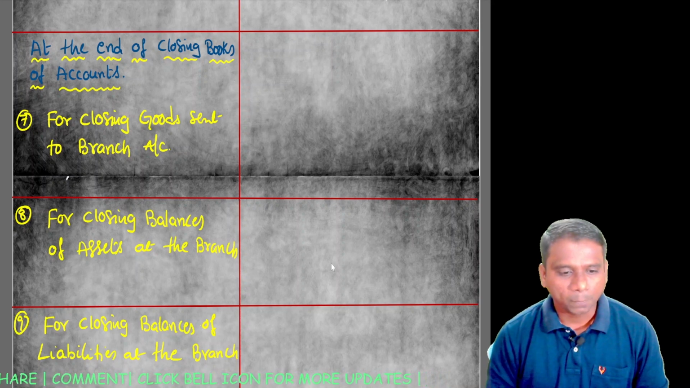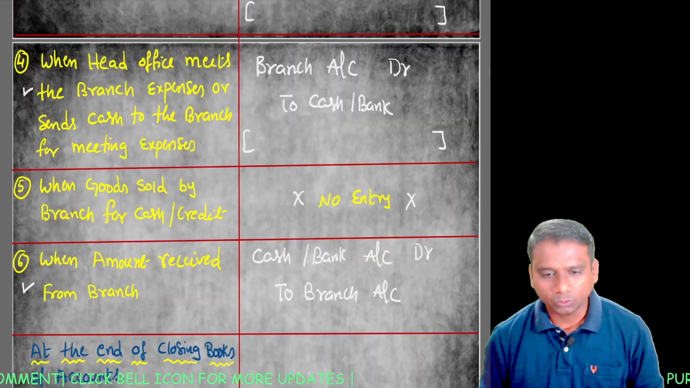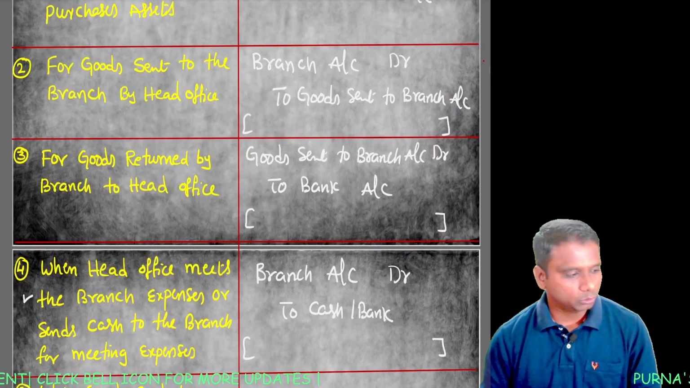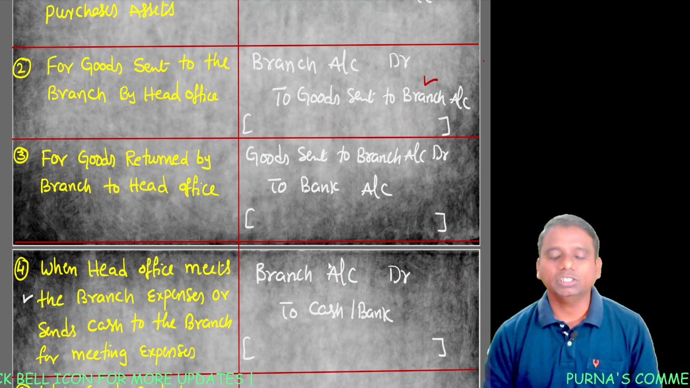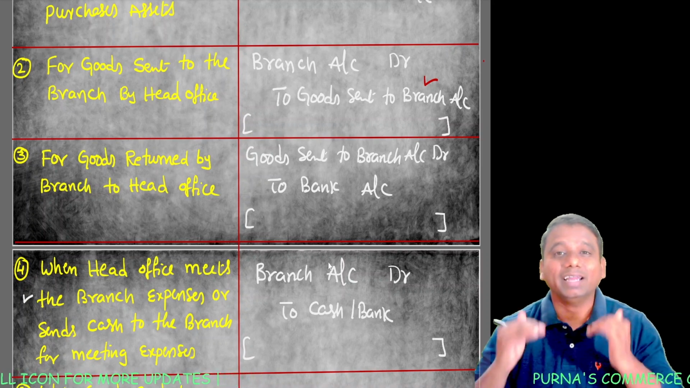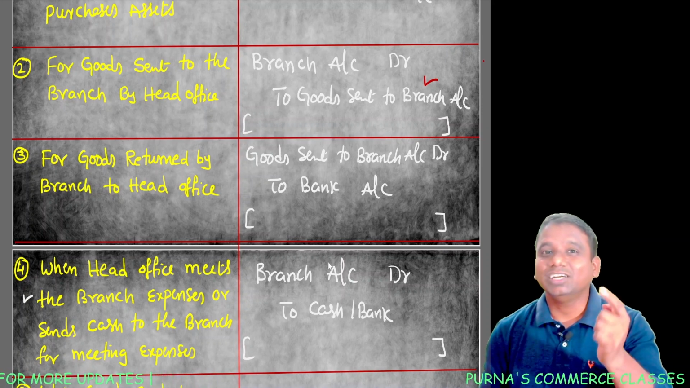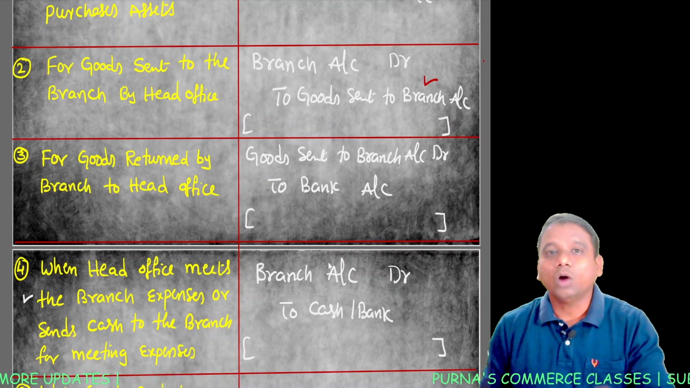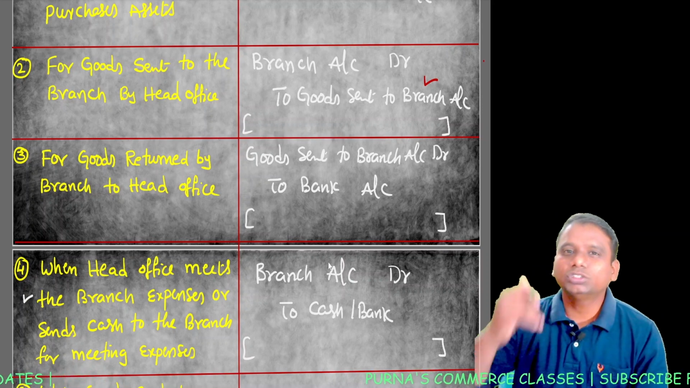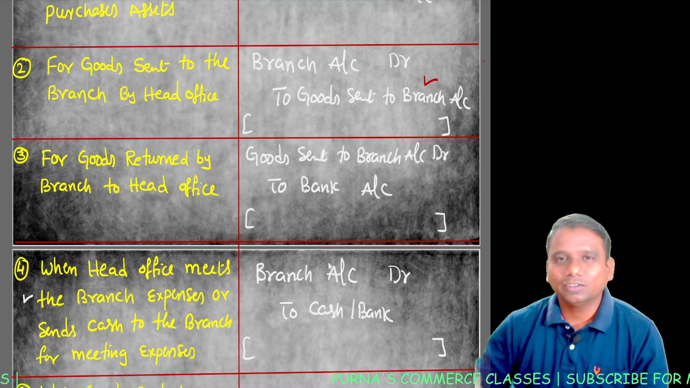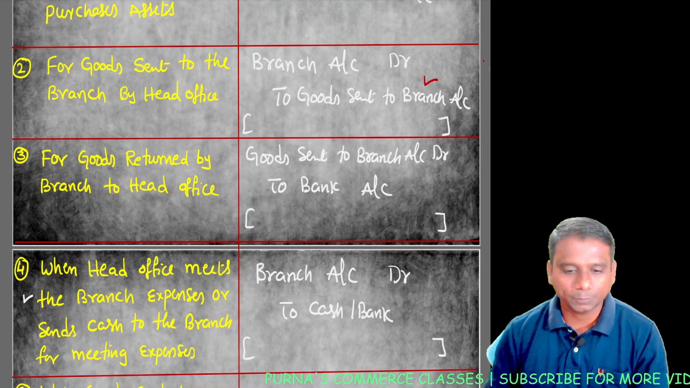Look at what happens. For closing, goods sent to branch account. Here if you observe, we have opened an account, goods sent to branch. Now that account should be closed. Do you remember goods sent on consignment account? How did you close goods sent on consignment account? Goods sent on consignment account was debited, and credited to purchases account or to trading account. I hope you understood. Now look at it.